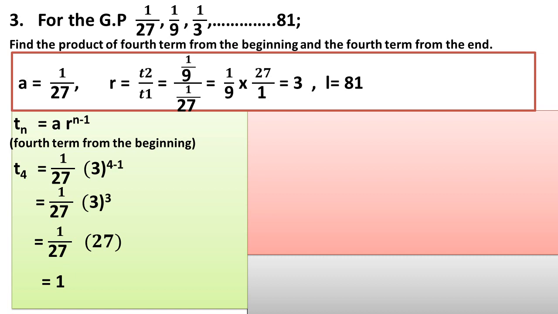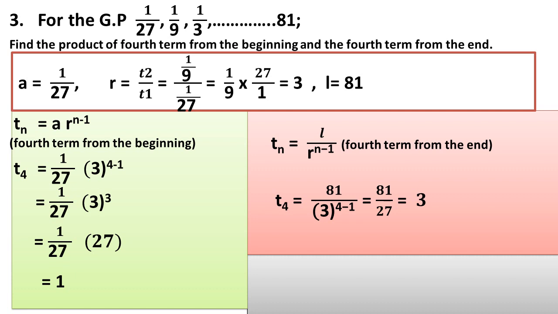In the second step, find out the fourth term from the end. Consider the formula Tn is equal to L by r to the power n minus 1. Here T4 is equal to 81 by 3 to the power 4 minus 1. Hence 81 by 27 is equal to 3. This is the second step.